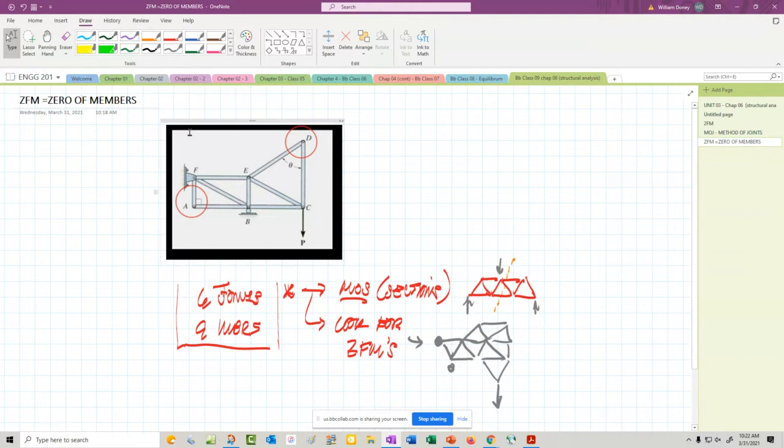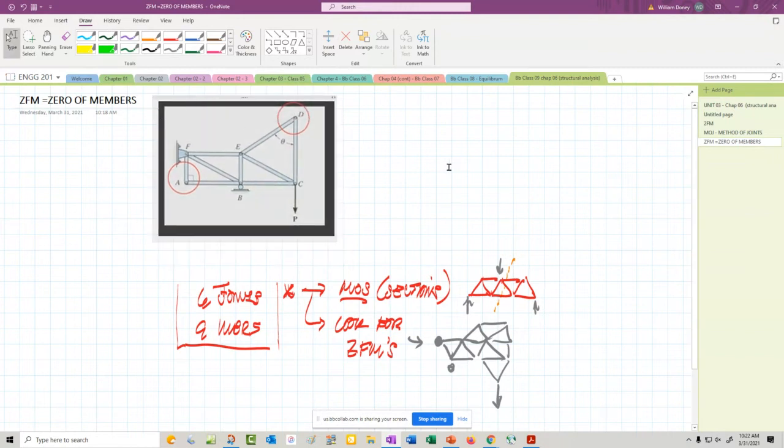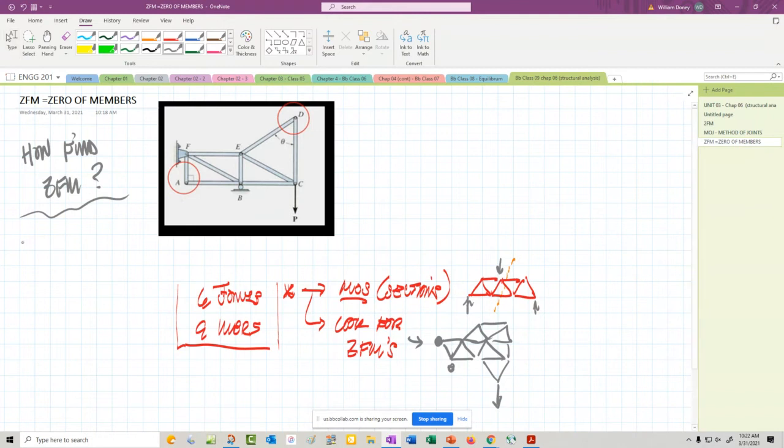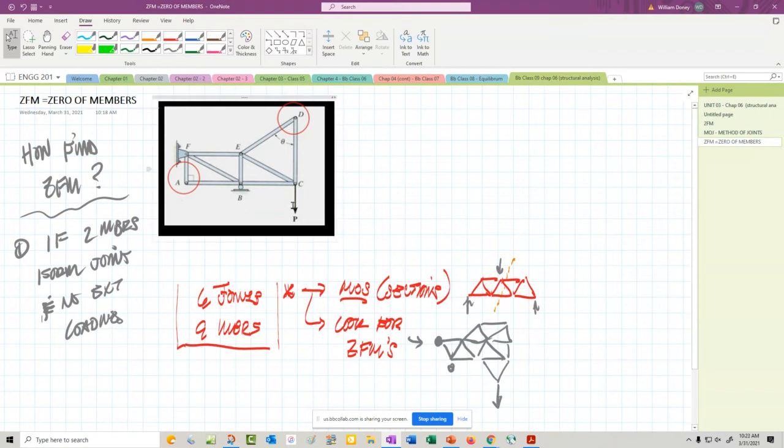All right, how do we find them? How do we find zero force members? And again, the reason we're doing this is because we want to simplify. So what we're looking at, one situation is if 2 members form a joint and no external loading. So 2 members come together and there's no loading on it. A loading would be like P here, or this roller at B, or the pin at F. In this situation, they've already highlighted it for us, is D. D, we have 2 members come together and there's no loading on them.